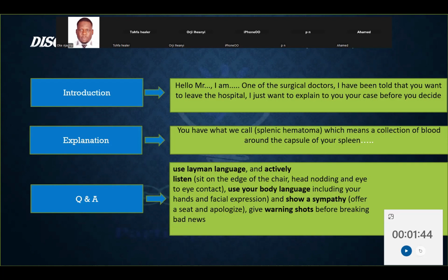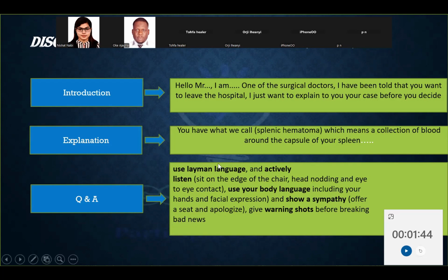Okay. Then let's come to the explanation part. After you have confirmed and introduced yourself, you have to explain the situation to the patient. Like in this case, there was a splenic hematoma, which means a collection of blood around the capsule of your spleen, which is situated in the left side of your tummy. After that, the question and answer session starts.